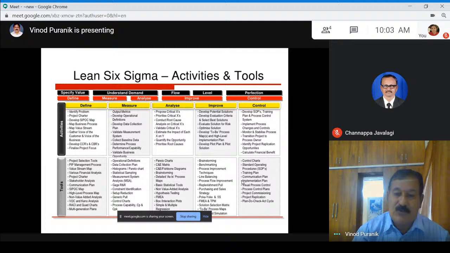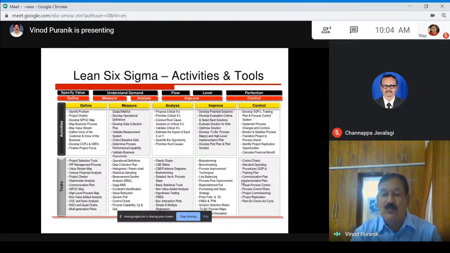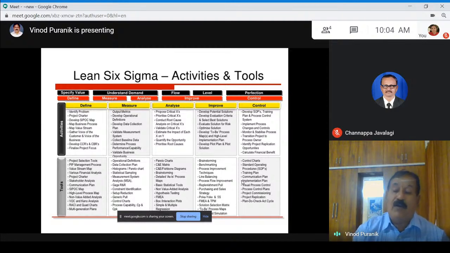and come up with the final plan. The tools again are brainstorming and process improvement techniques, then line balancing. The Poka-yoke is there. Total preventive maintenance is there. So many things are available with us. There is no scarcity of tools for Six Sigma projects. All these tools are available as per our requirement, or as per the problems we have identified.